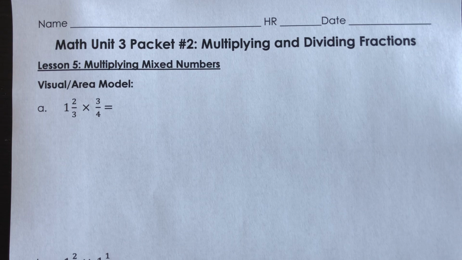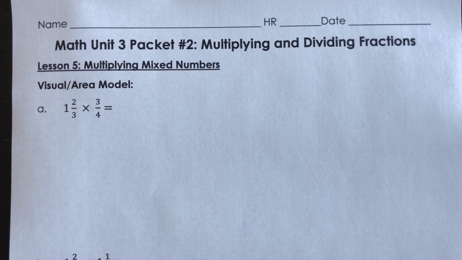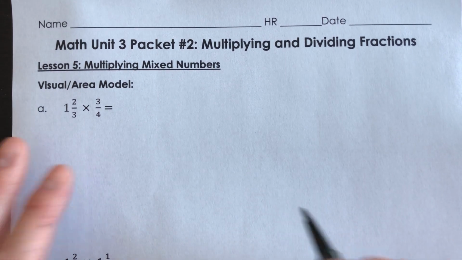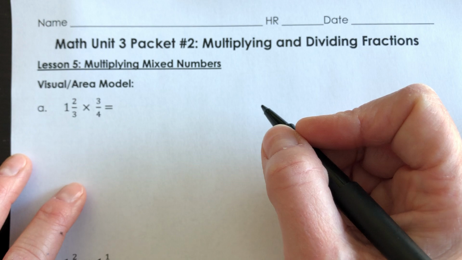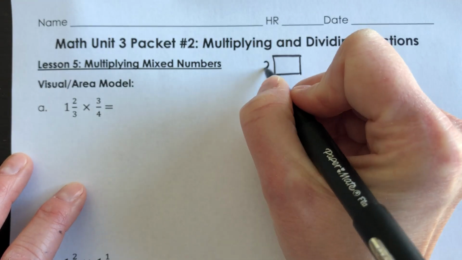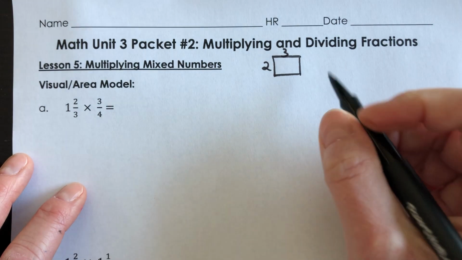But I want to show you how that shortcut came about so that you have a visual model reminder of it and you have a true understanding. So area model is basically like when you have a rectangle, you take length times width, right? So if I gave you a rectangle and I said this rectangle is 2 units by 3 units, what's the area?